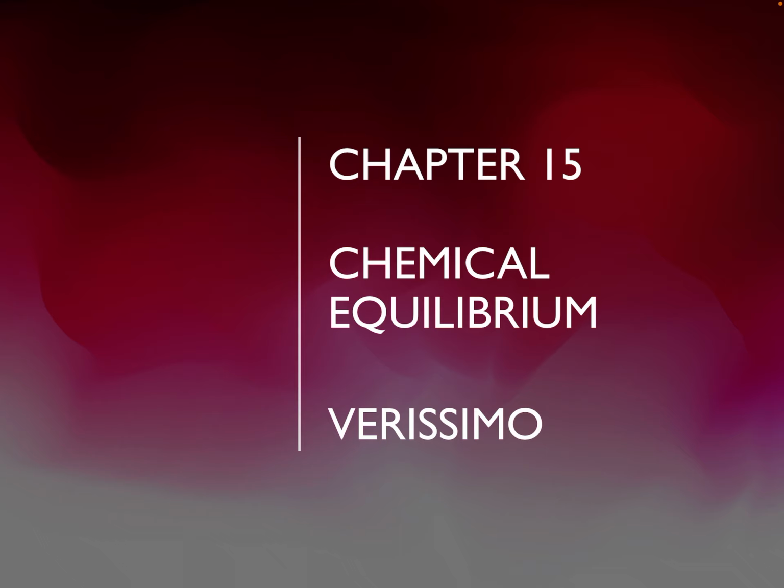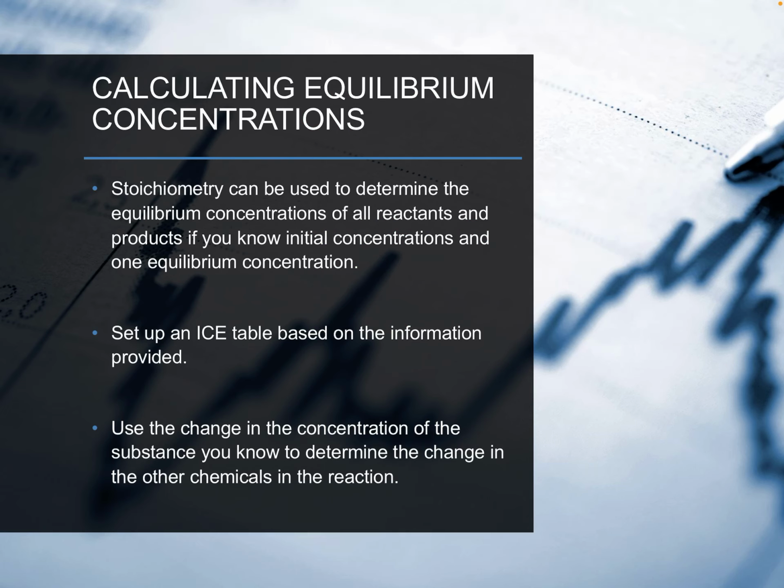Today is a very math-heavy lecture, so be prepared for lots of math coming your way. It may be helpful to have a calculator and maybe a pen or pencil to work through some of these problems with me so that you know how to do them when you are on your own. So here we go. We can use stoichiometry to determine the equilibrium concentrations of reactants and products if you know initial concentrations and one equilibrium concentration.